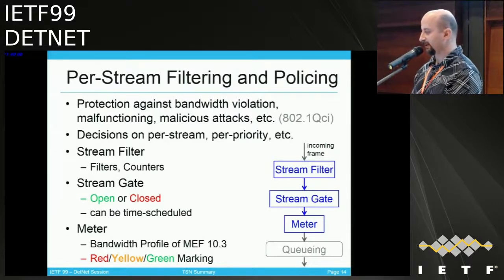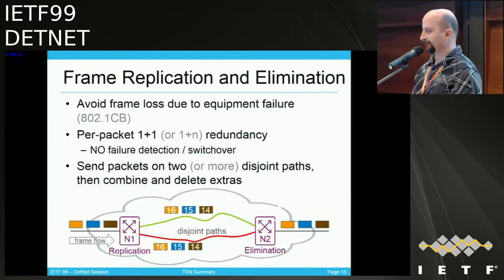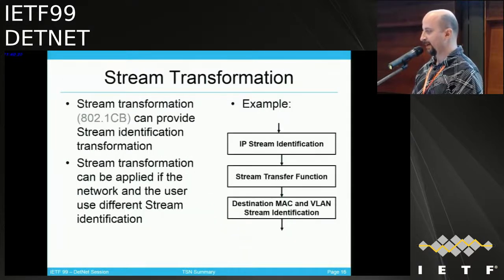And the third one is the metering function, which is based on the MEF bandwidth profile. This is a red, yellow, green marking. We have actually added some other functions in this QCI standard, like if the frame size is larger than the max frame size, or something like that. So there are some new add-ons to that. Frame replication and elimination, we have already discussed this. I don't want to spend time on it. It is the per packet redundancy mechanism. And we also have the capability for stream transformation, which can be implemented by the host or by the edge node.